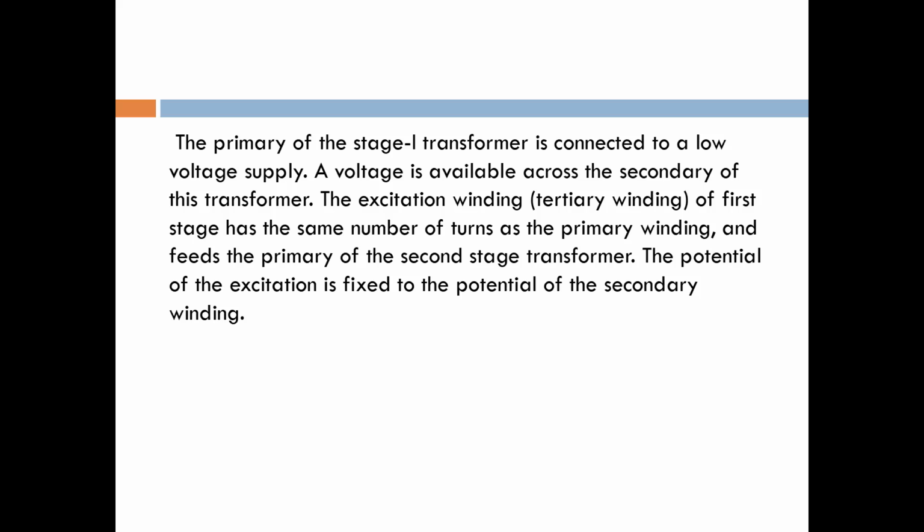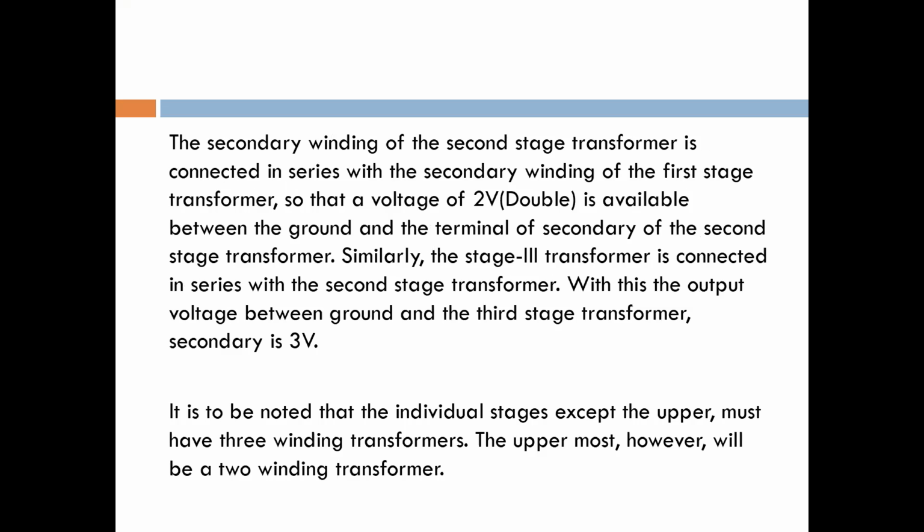The potential of the excitation winding is fixed to the potential of the secondary winding. The secondary winding of the second stage transformer is connected in series with the secondary winding of the first stage transformer. Suppose the high voltage that is going to be generated is considered as a single capital letter V.